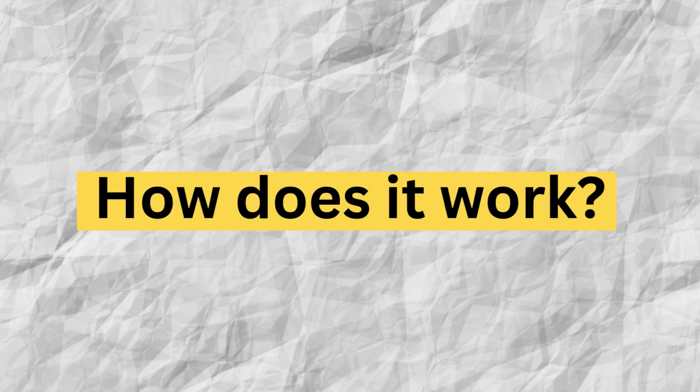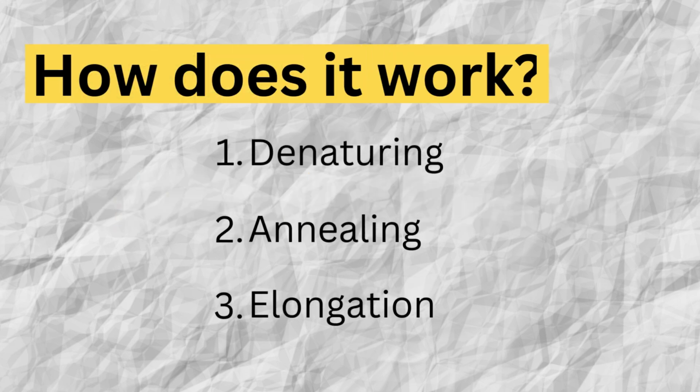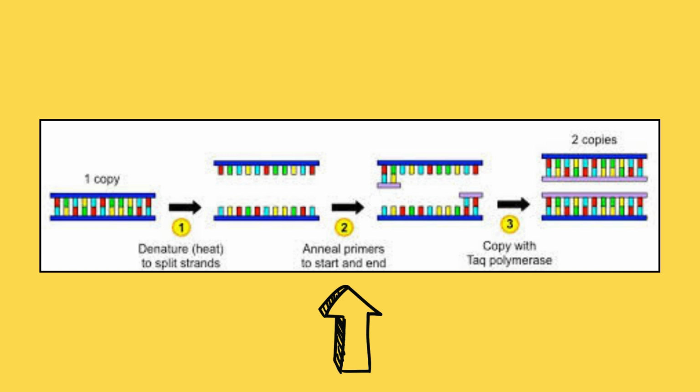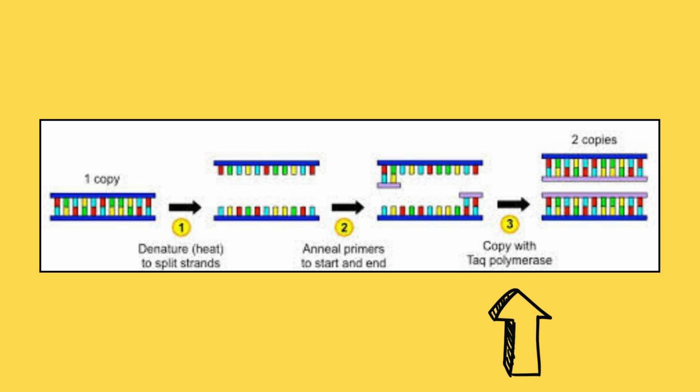Moving on to how PCR works. It involves three major steps: denaturation, annealing, and elongation. In denaturation, the hydrogen bonds between the double helix are broken by raising the temperature of the solution to 95 degrees Celsius. Next, the temperature is dropped down to between 50 to 65 degrees Celsius for the annealing of primers to the template strand. Finally, in elongation, DNA polymerase starts synthesizing a new DNA strand complementary to the template using the free dNTPs in the solution at around 75 to 80 degrees Celsius.